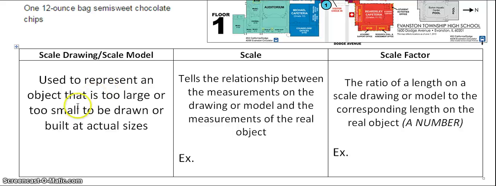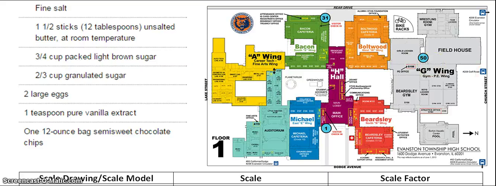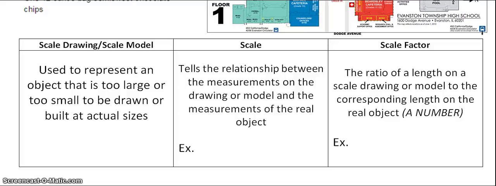And it's used to represent an object that is either too large or too small to be drawn or built at actual sizes. So like, I need a small scaled down version of ETHS so I can have a map that's tangible that I can carry around with me. Okay, that's an example of something that's too large to be drawn at actual sizes. An example of something that's too small might be like DNA.